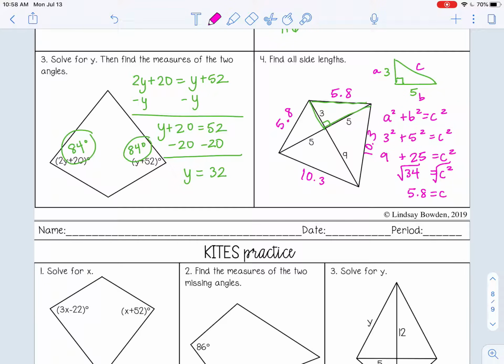Okay, you can stop the video now and go ahead and complete kites practice and check it with your teacher.